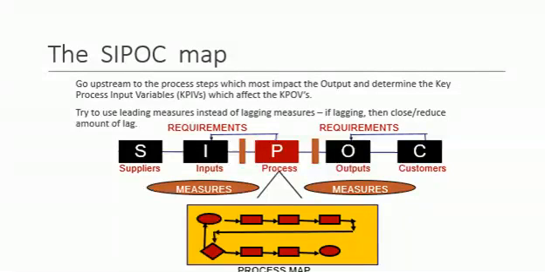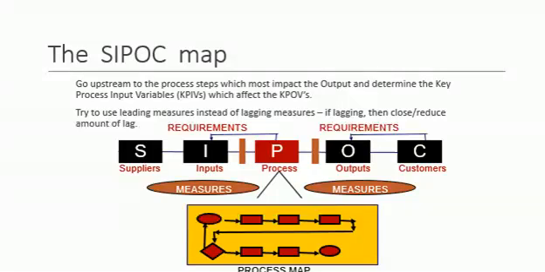Other than that, you will analyze the customer side and the outputs which are related to your customer and the key process output variable, that is, what output should be generated from this process. So it will also be measured. Basically you can use leading measures instead of lagging measures. If lagging, then you can close or reduce the amount of lag. The concept here is that you should use the actual current measures for this SIPOC diagram rather than those which are negative or lagging according to your process.